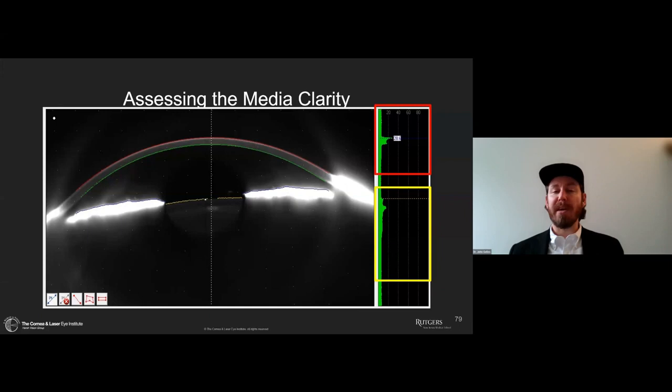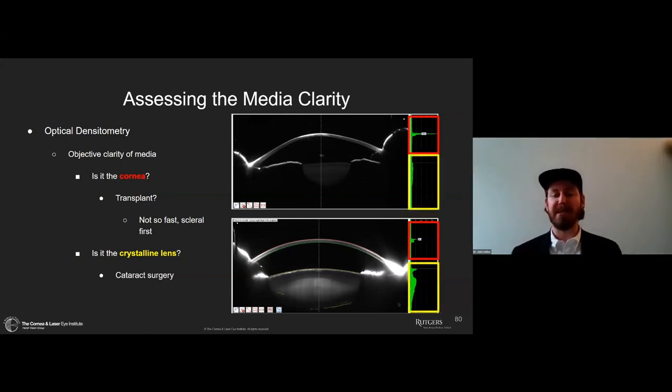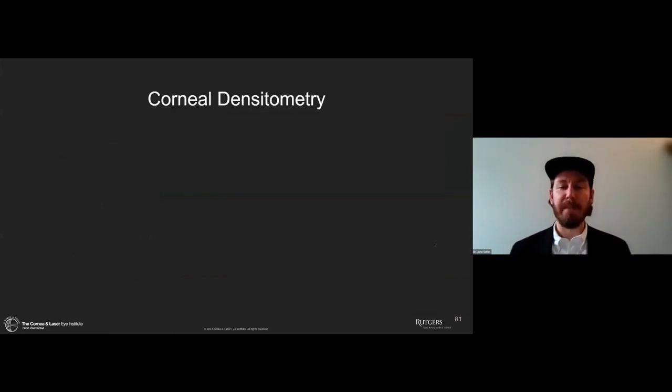So the other thing that we want to look at is the media clarity, and we're just going to burn through this. If you use a Scheimpflug topographer, you can see the spikes in the GSUs or the clarity measurements. In this case, we have the cornea. In this case, we're looking at the lens. So the yellow box is looking at the lens clarity, so we can tell the difference from where that media is coming from.